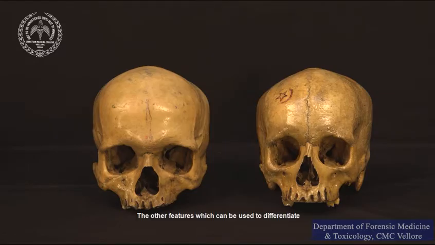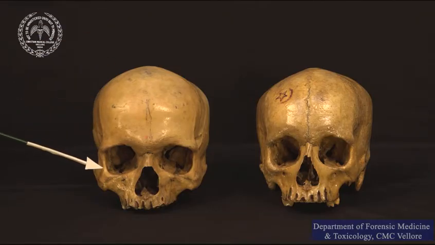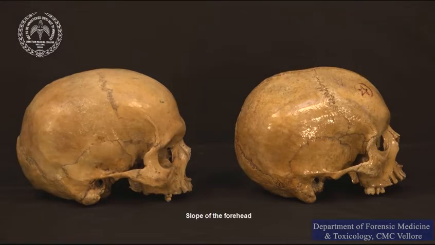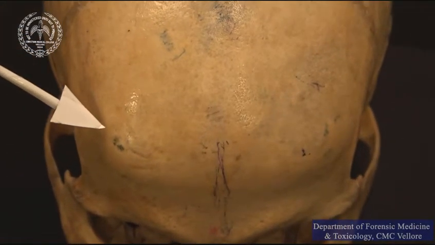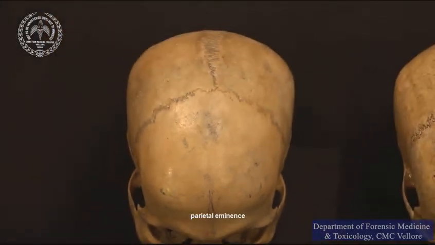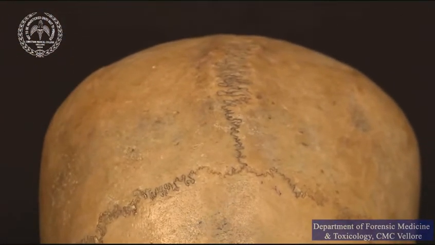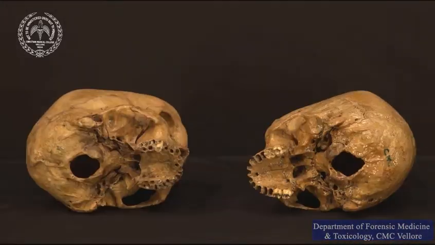The other features which can be used to differentiate between a male and female skull are orbital margin, shape of orbit, slope of the forehead, frontal eminence, parietal eminence, foramen magnum, occipital condyles.